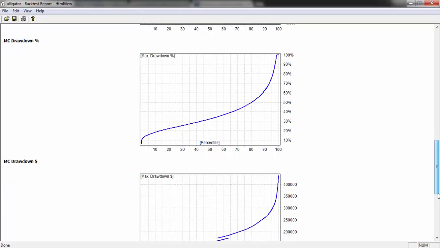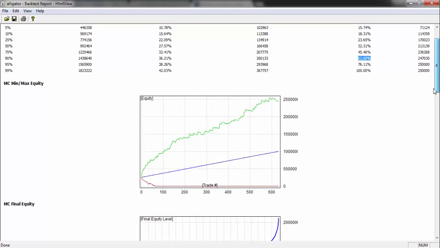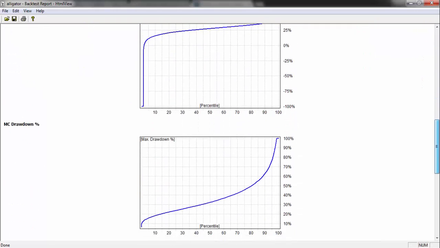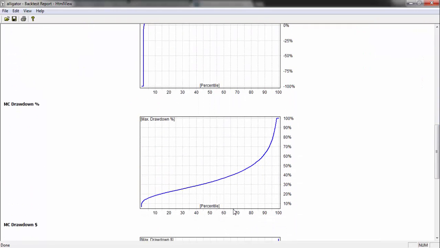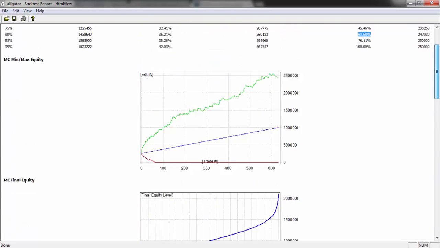So the drawdown that I usually take as system failure, that I look at, that I'll keep trading the model until that happens, is at somewhere around 65% level. So over here for this model, this would be around 40%, that I would keep trading the model until I had a drawdown of 40%.